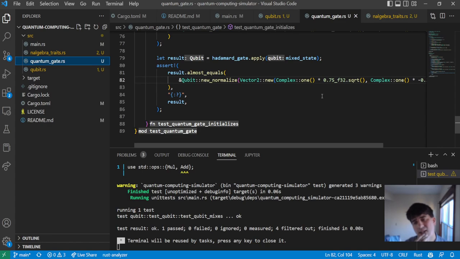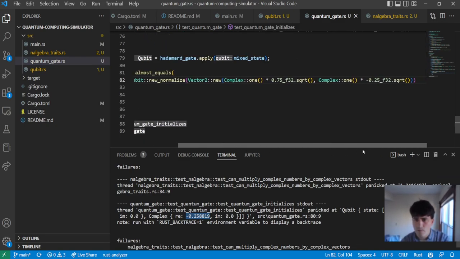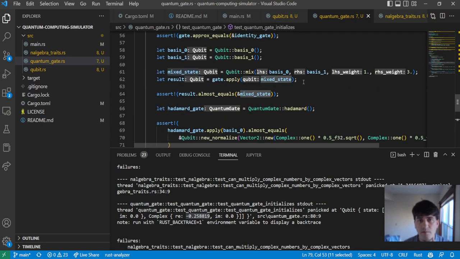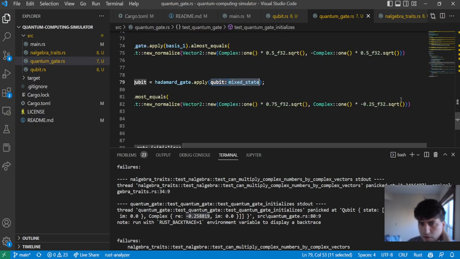And I kind of think this would be right. This shouldn't need parentheses now. Result Hadamard gate mixed state. And it did the same mix. So why is this not coming out? It should be a 90 degree rotation, I would think.